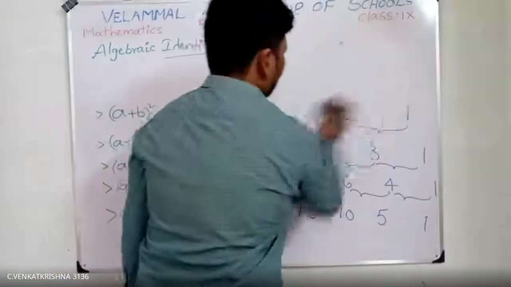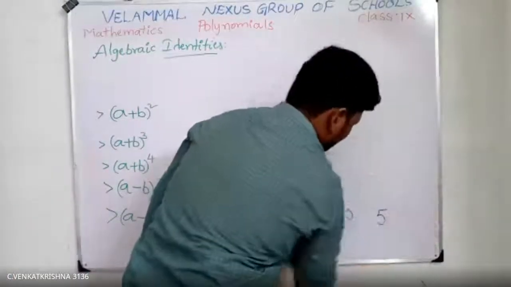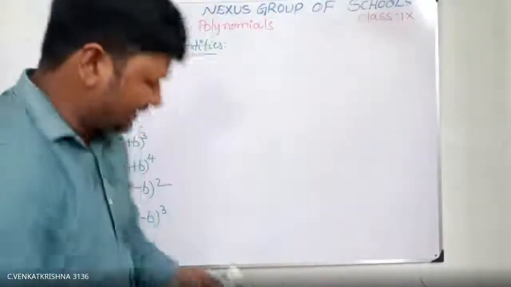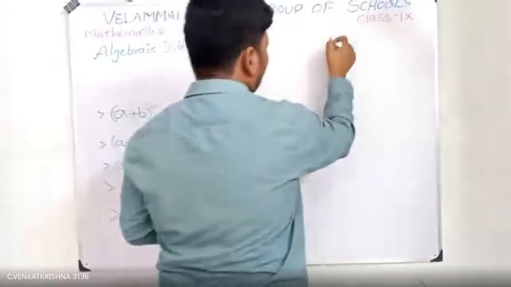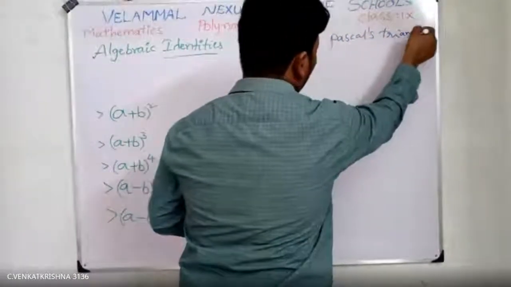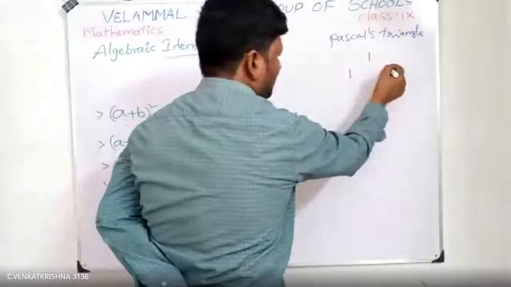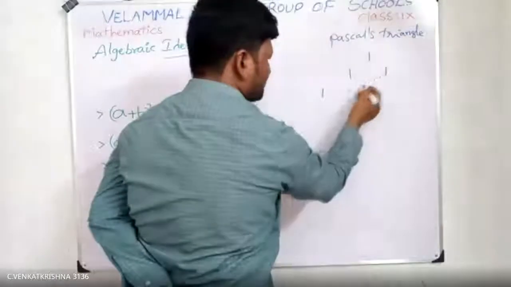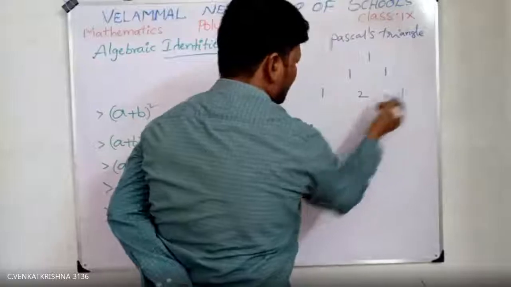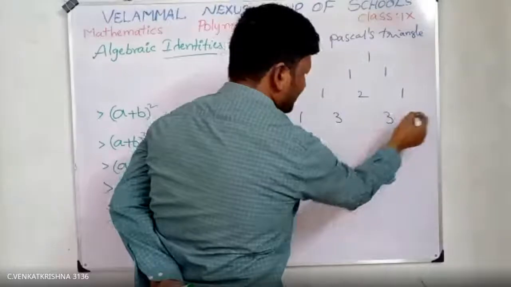Okay. Now, see. Once again, I will write the Pascal triangle pattern. 1, 1, 1. 1, 1 plus 1 is 2. Again, 1. So 1, 1 plus 2 is 3. 2 plus 1 is 3. 1. 1, 1 plus 3 is 4. 3 plus 3 is 6. 3 plus 1 is 4.